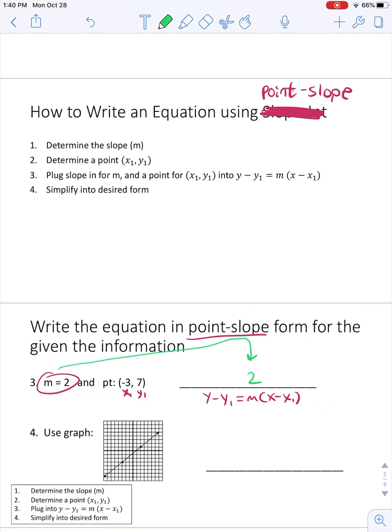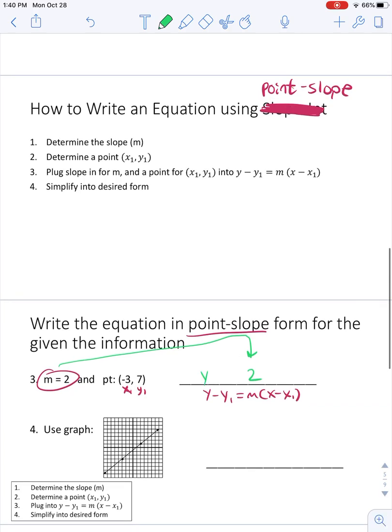Okay, my points, plug them in here. Well, no matter what, we're going to write y. Y and x are always going to be there. So I've got that y minus something. Okay, it's minus, in this case, 7, because y1 is 7. So y minus 7 equals, so that 7 goes right here.